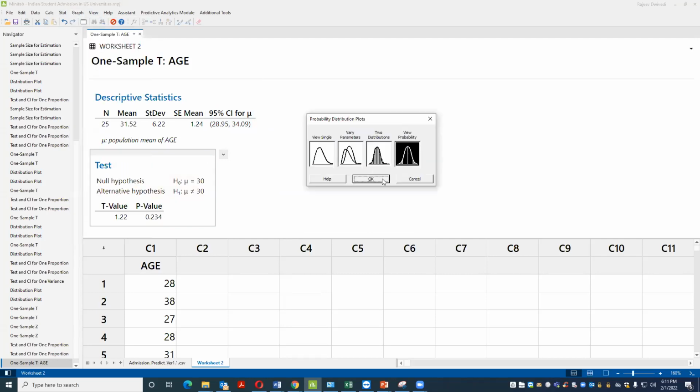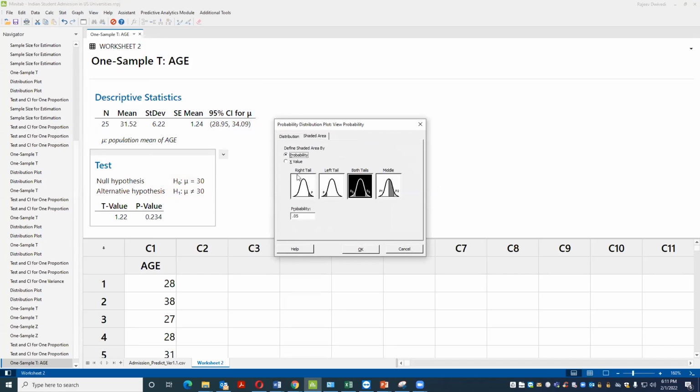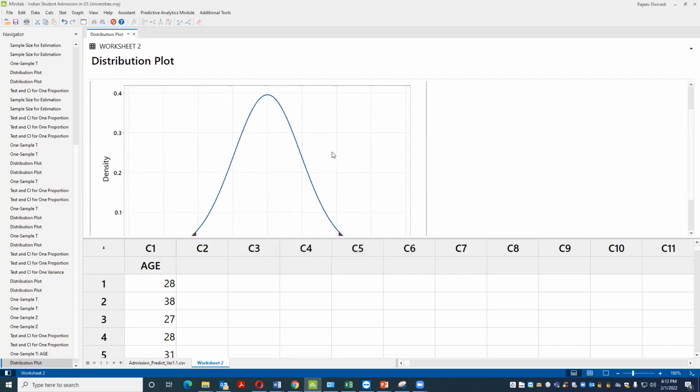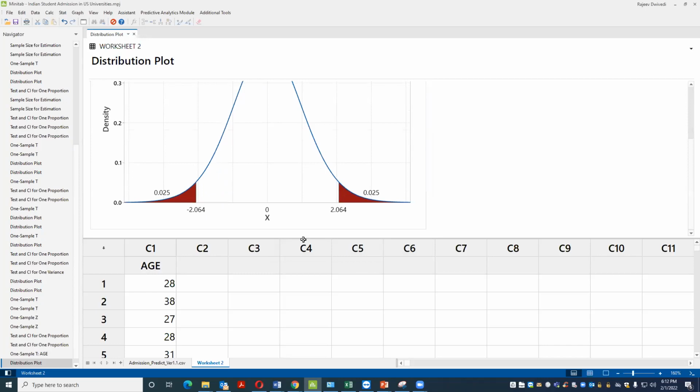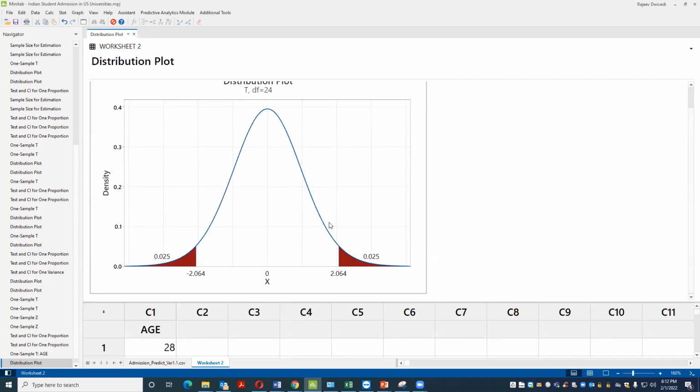So I go here and go under T. Where is the T? T right here. Degree of freedom: I have 25 students, so the degree of freedom is 25 minus 1, which is 24. Now I would like to go with 5%, half and half here. So you can see this is my plot.